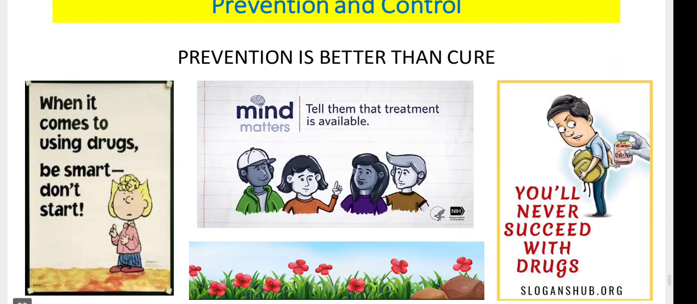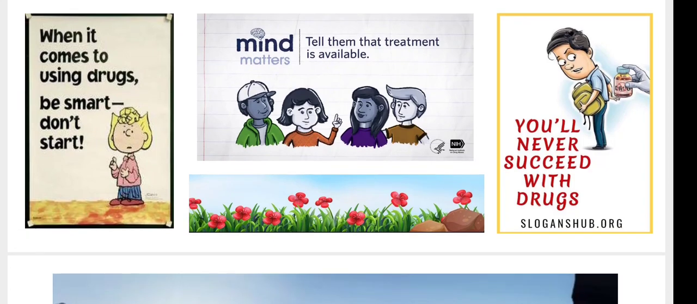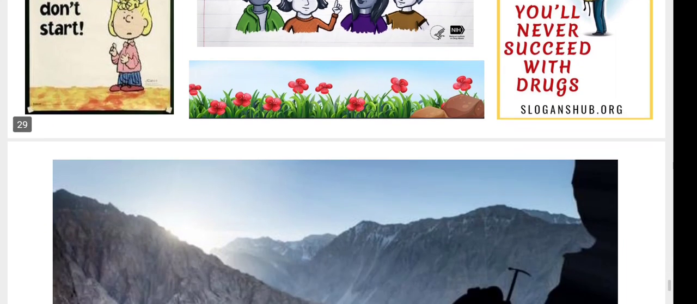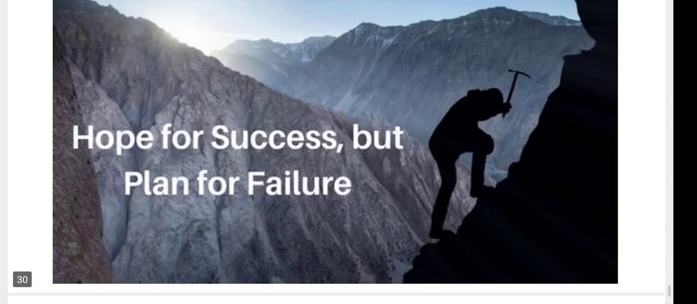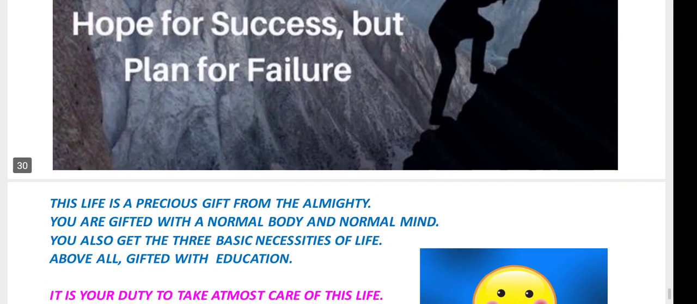Prevention and control. In this picture it is given: prevention is better than cure. So when it comes to using drugs, be smart, don't start. Tell them that treatment is available, we have to take care. You will never succeed with drugs. So our health is wealth. Hope for success but do not plan for failure.